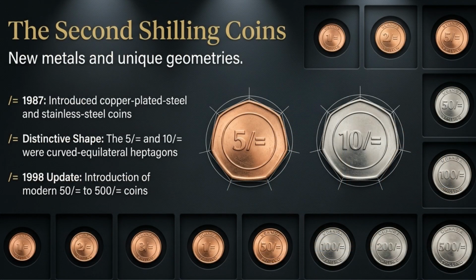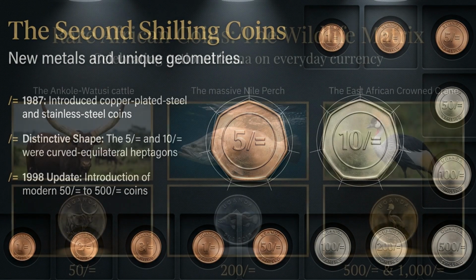The second shilling introduced new metals and unique geometries. In 1987, copper-plated steel and stainless steel coins were introduced. Notably, the 5/equals and 10/equals coins were curved equilateral heptagons. The 1998 update saw the introduction of modern 50/equals to 500/equals coins.